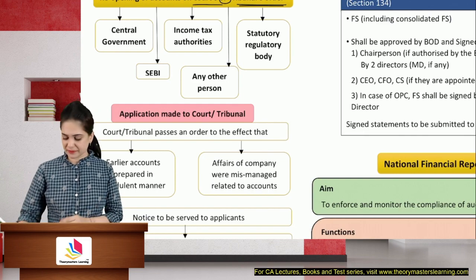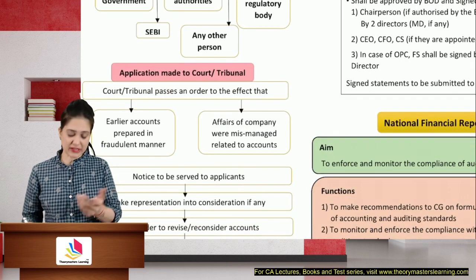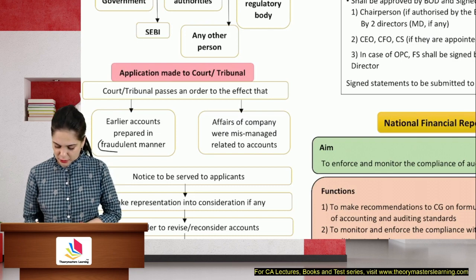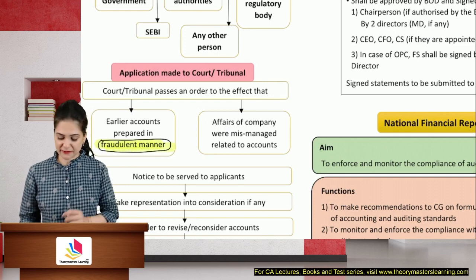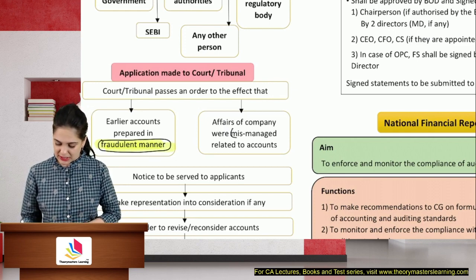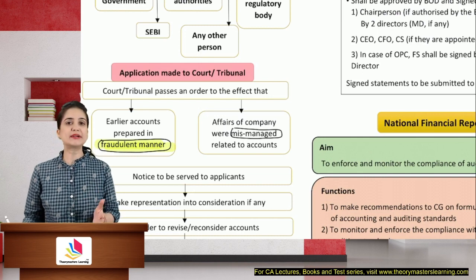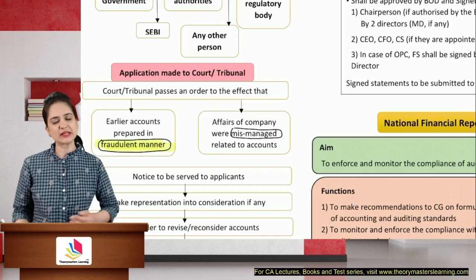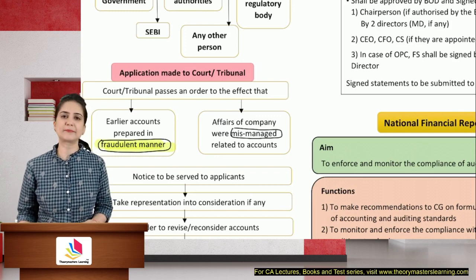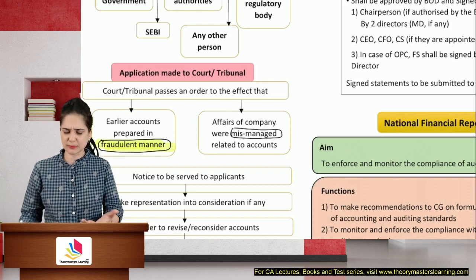But if we feel that the accounts are prepared in a fraudulent manner, so this is the keyword. If you feel that the accounts are prepared in a fraudulent manner, and that the affairs of the company are mismanaged, thus casting a doubt on the credibility of the financial statements, and you cannot rely on them, then in that case, you may ask the company to reopen the books, recast the books.